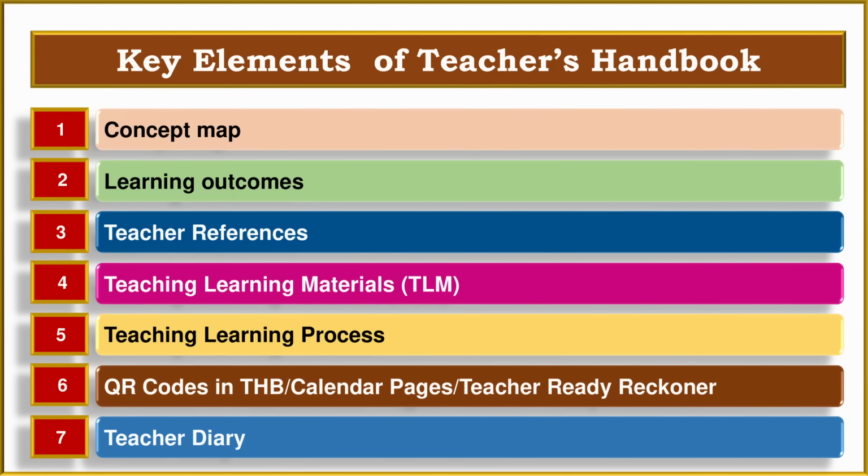Key elements of the Teacher's Handbook. Number 1, concept map. A visual layout of the entire chapter or theme for easy understanding. Number 2, learning outcomes. Clearly stated competencies that guide lesson objectives. Number 3, teacher reference section.